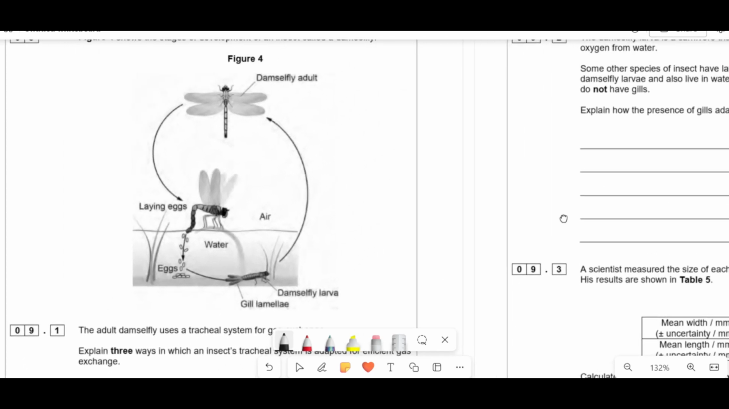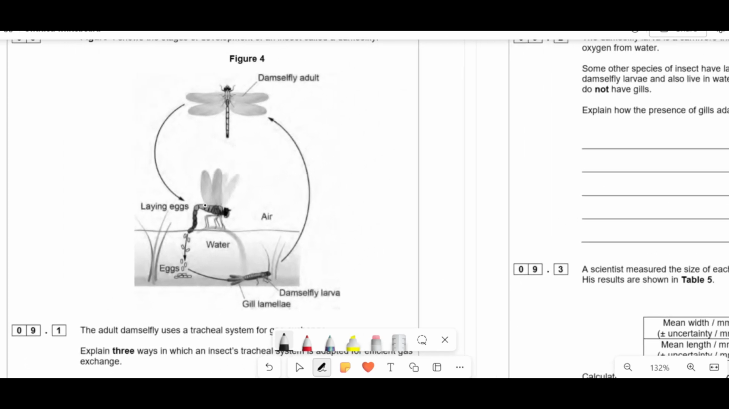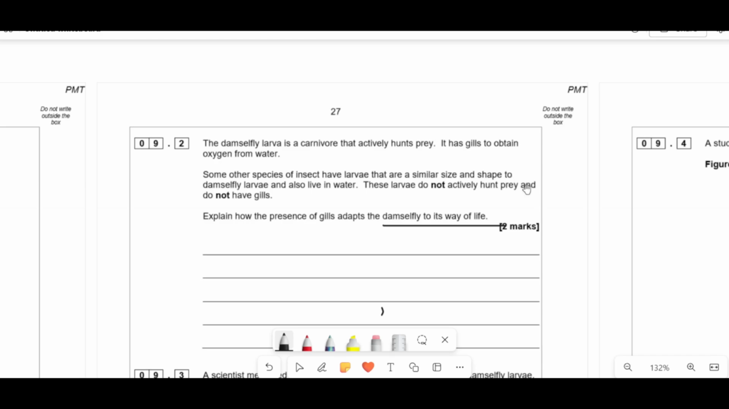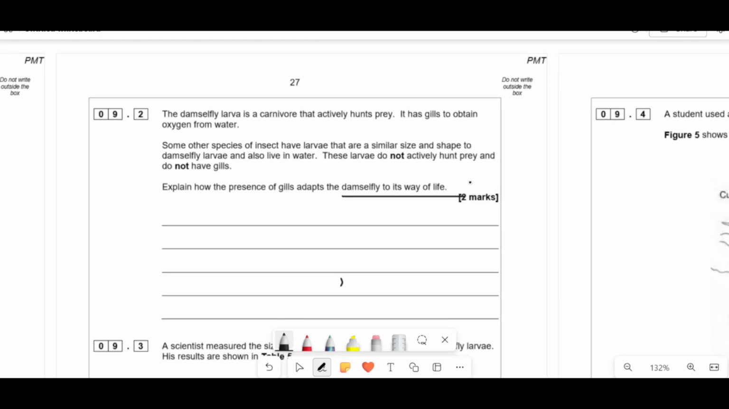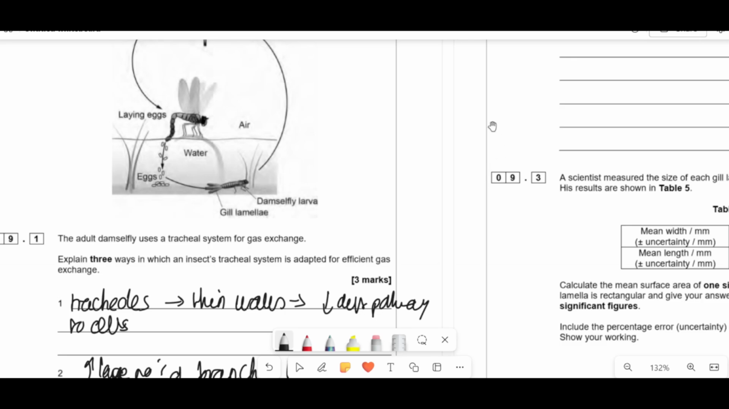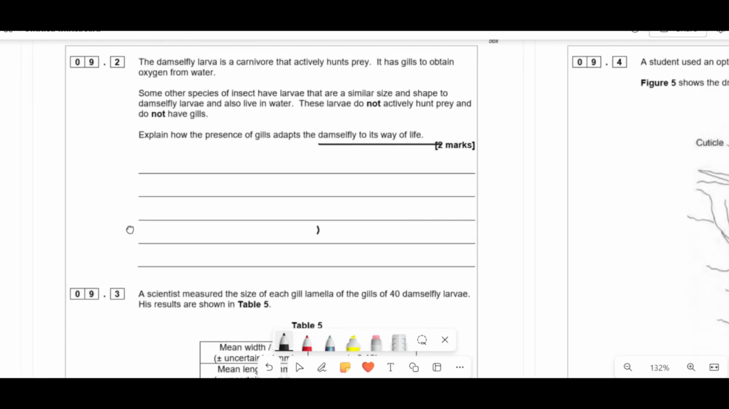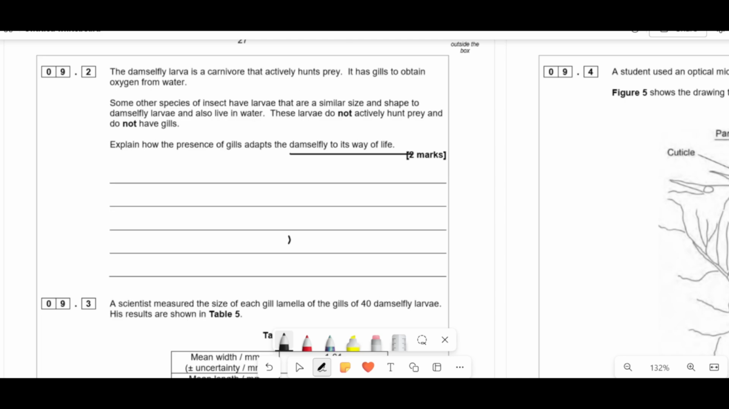So if we look at how it lives, it lays eggs, the eggs hatch, and you've got the larva here and they've got gills. So it's told you here that these gills are in the larvae. And it's asking you, how are these larvae good at living in water? Right? So in this example, you can't just simply say something like, oh, well, they live in water, this and that.